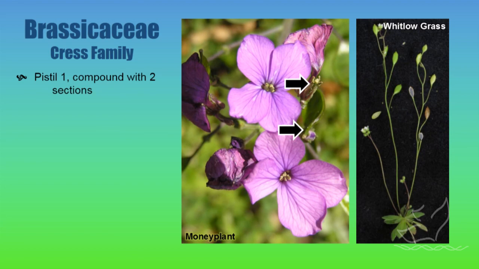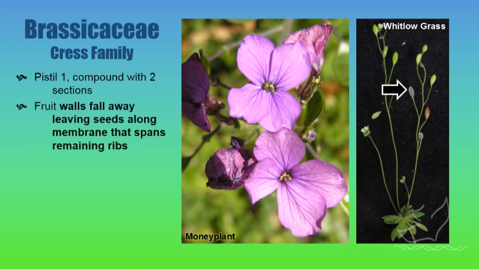As this fruit develops, the fruit walls fall away, leaving just the ribs that were part of the fruit and a membrane that connects the ribs, and along that membrane are where the seeds are attached. So that's very characteristic of this family, the cress family or the Brassicaceae.